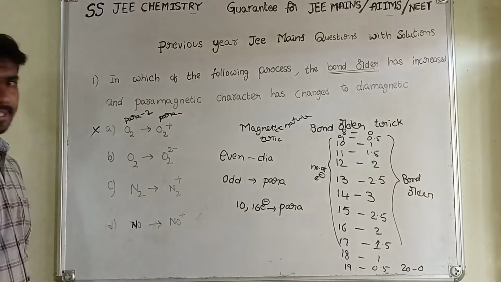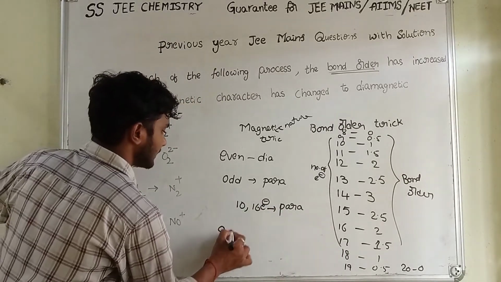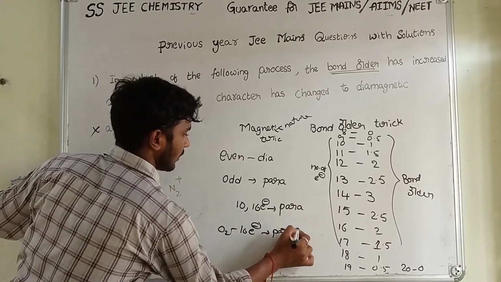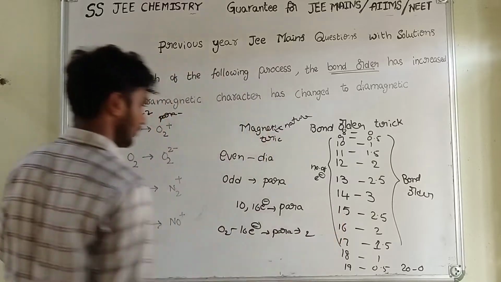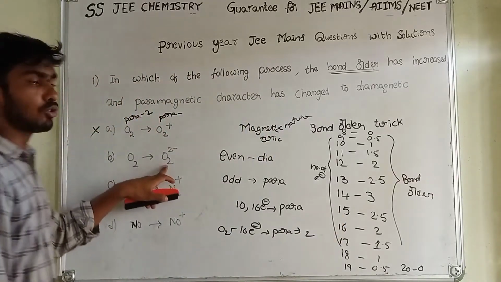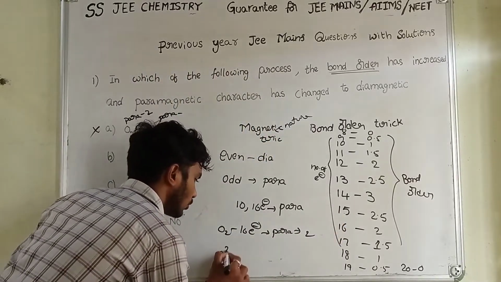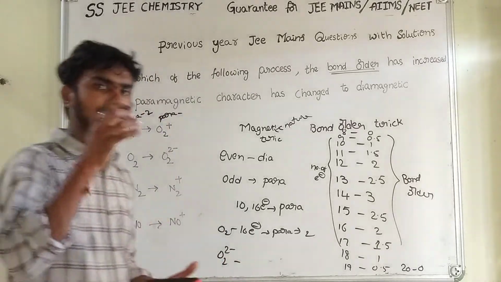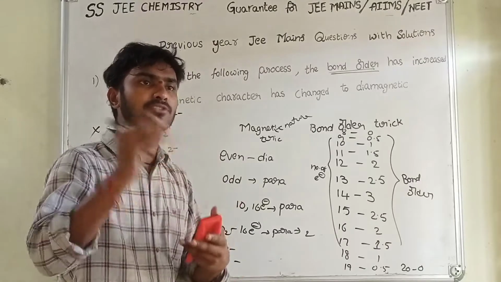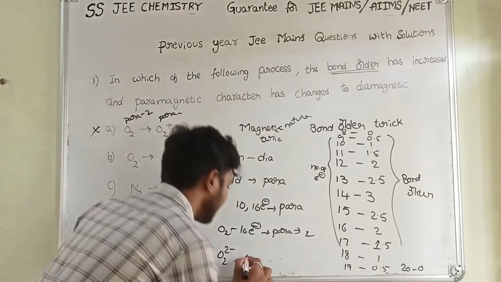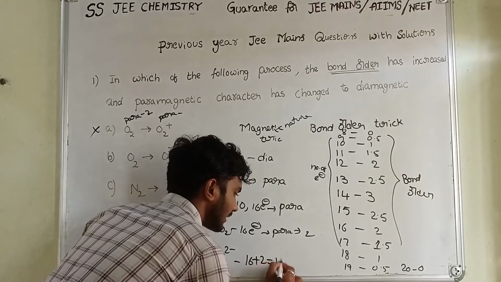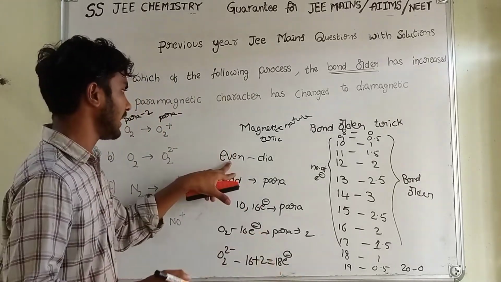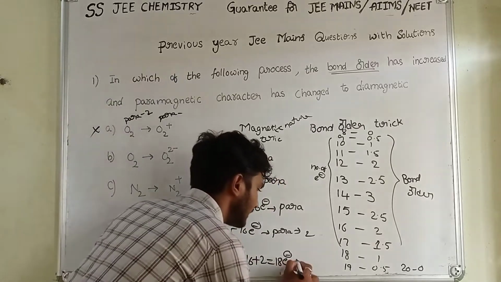Next, O2 to O2 2 minus. In O2, how many electrons? 16 electrons, paramagnetic nature, bond order 2. O2 2 minus: 2 minus means we are adding 2 electrons, so 16 plus 2 is 18 electrons. 18 electrons is an even number, and even number means diamagnetic. So it is diamagnetic.